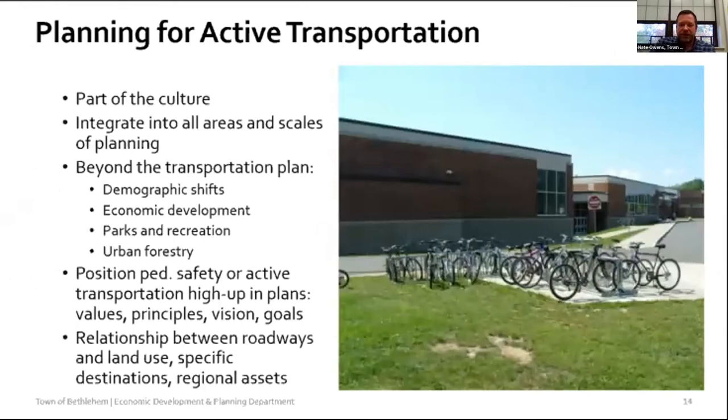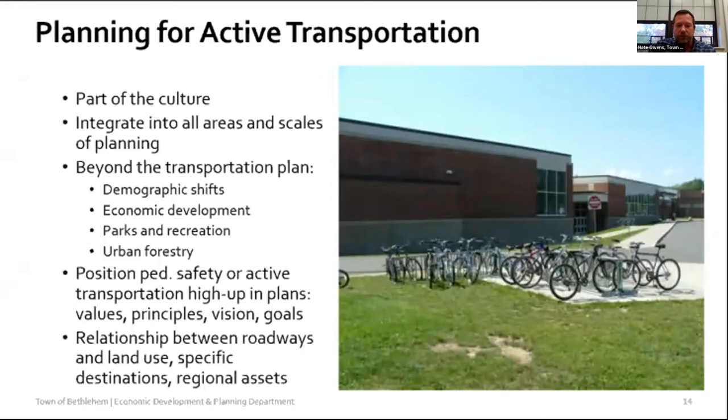On to the next major topic area, planning for active transportation. So it really has become part of the culture in Bethlehem. And, you know, I think we're lucky for that. It's not the case everywhere that these considerations are part of the organizational and community culture.